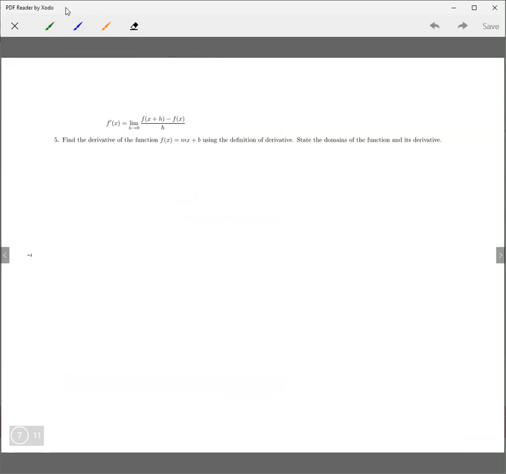Okay, so now hopefully we get to the fun part. Find the derivative of the function f of x equals mx plus b using the definition of derivative. State the domains of the function and its derivative. Okay, so this is just a linear function, and a line has a constant slope. So before we even do this, you could determine that the derivative is just going to be m. It's going to be the slope. Okay, but let's go ahead and use the formula.